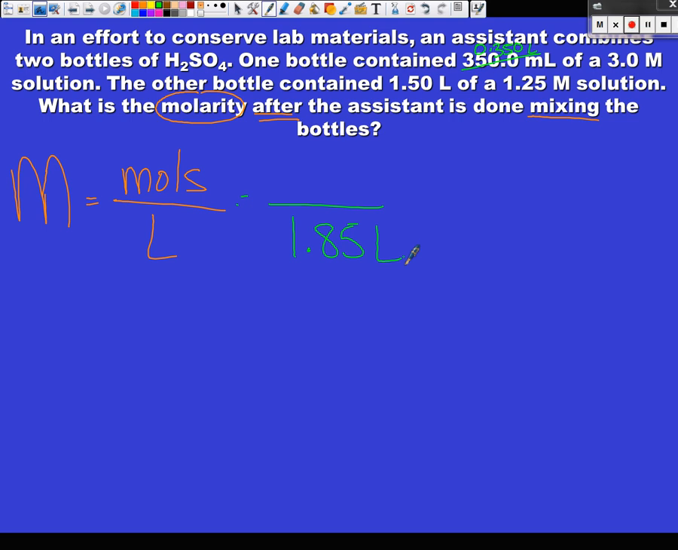That's the easy part. Now here's the deal. Exactly, I'm looking for molarity. So I know what you're thinking. Why did you throw this whole mole thing up there when I've already got 2 molarities up there? Here's the deal. Molarity represents moles per liter.